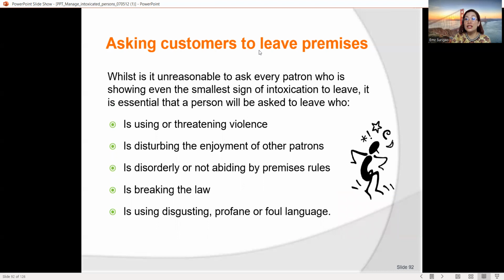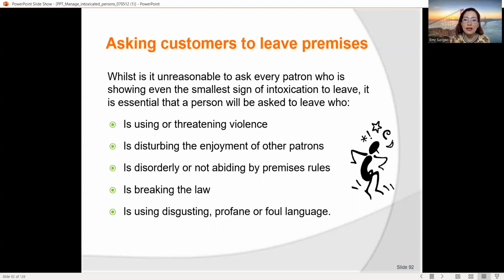Asking customers to leave the premises. So if chaos or problems arise, while it is unreasonable to ask every patron who is showing even the smallest sign of intoxication to leave, it is essential that some persons will be asked to leave.